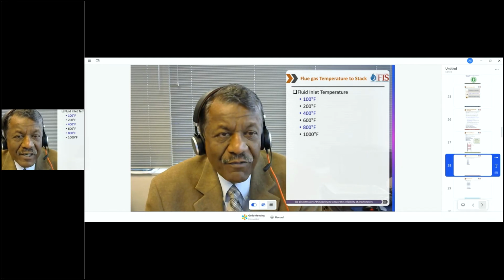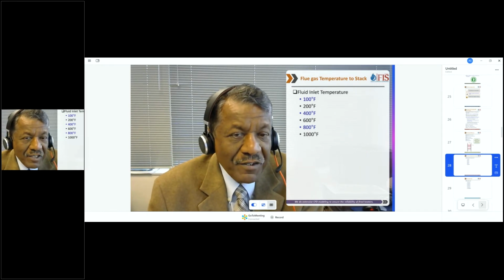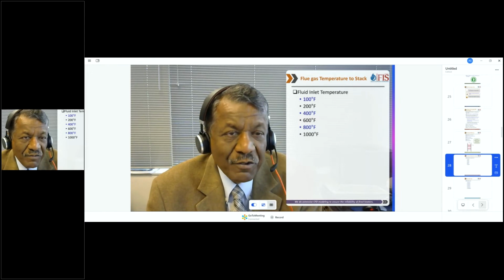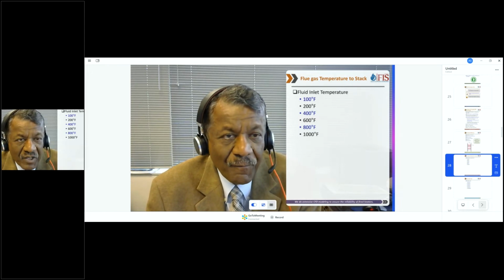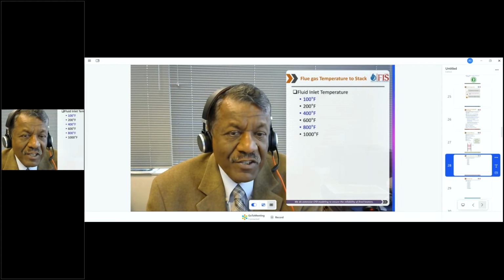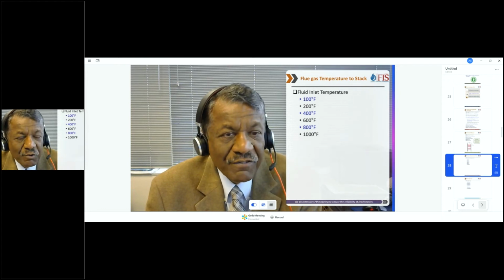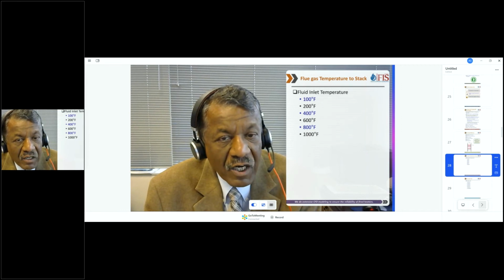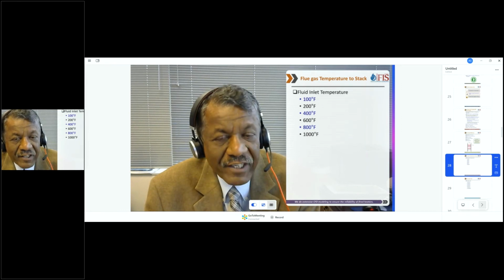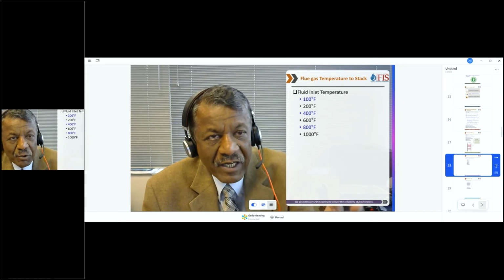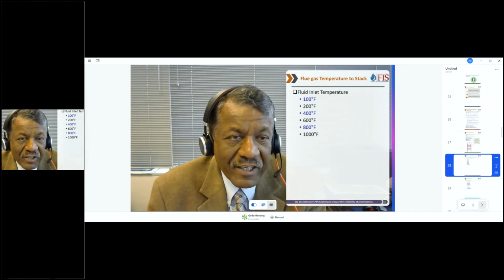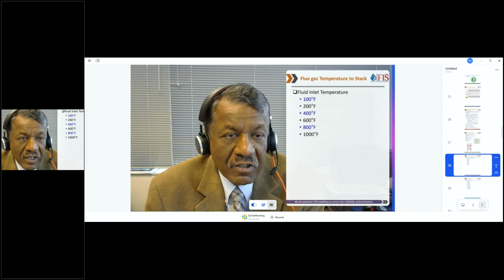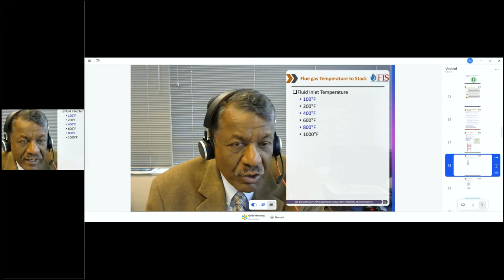If I have got 400 degrees, my flue gas leaving the heater has to be higher. So it is going to be 500, 600. And that's where the challenges start coming up. How do I reduce the flue gas temperature to 300 degrees or 400 degrees when my fluid inlet temperature is 600 or 800 degrees? And that's what we will talk about in this course, how to do it economically.